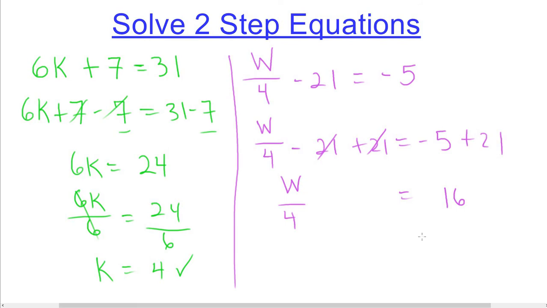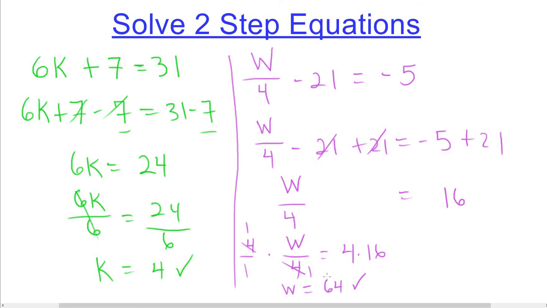I know w must be equal to 64 because 64 divided by 4 is 16. But we need to show it. So we multiply both sides times 4. 4 times w over 4. You can just put that 4 over 1. On the right side, we don't need to do that. So we'll go 4 times 16. Cancel, 1, 1. So w surrounded by 1's is just w. That equals 4 times 16. 64, just as predicted. And we can back substitute.